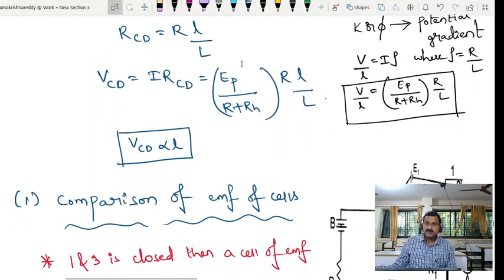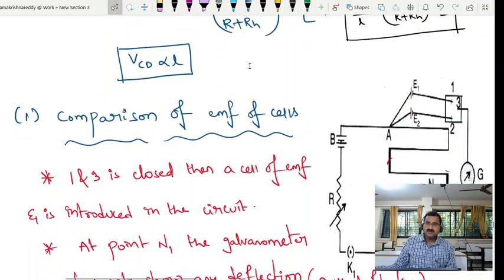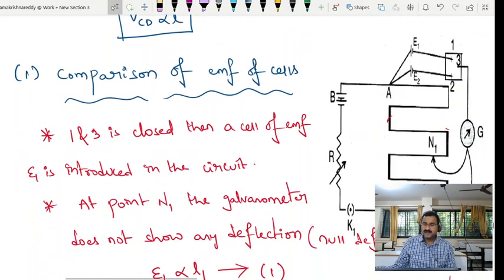So now coming to the two important applications, comparison of EMF of the cells. This is the original diagram in the NCERT, what they have given, we are taking that. So see the diagram, two cells having EMF E1 and E2, and a three-way key we are taking there. So 1, 2, 3, that we represented there.